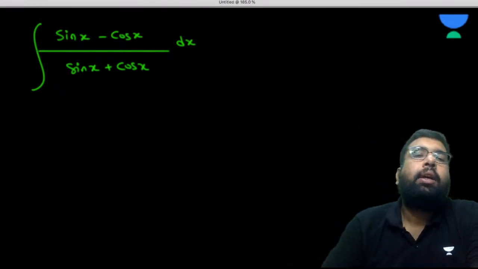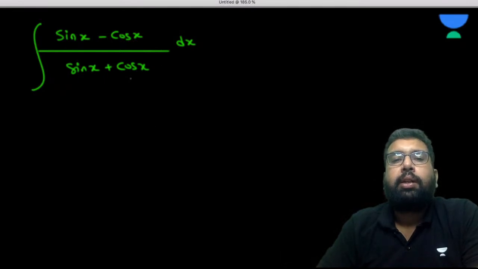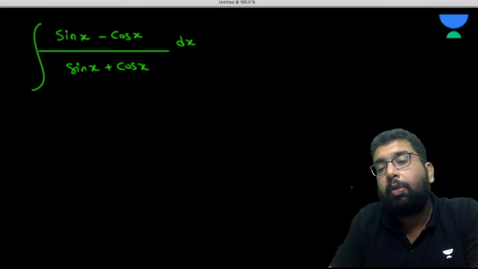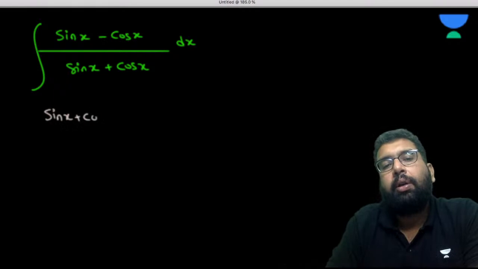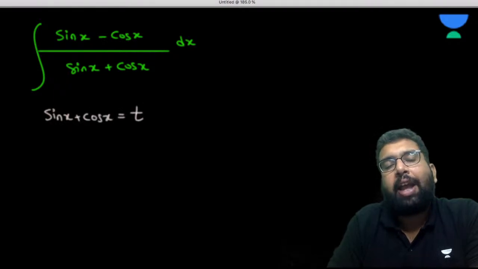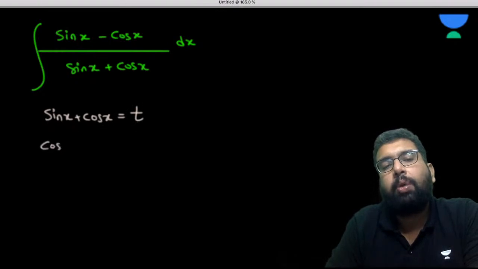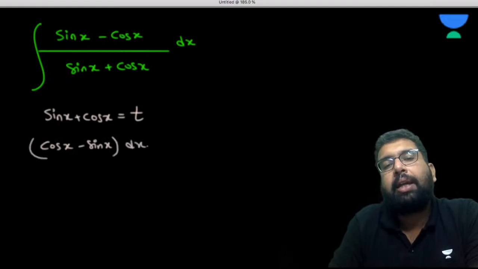Now please understand it. Integration of (sin x minus cos x) dx upon (sin x plus cos x). Those who are watching the recording, please attempt it on your own. Now see, I can substitute the denominator by some new variable, let's suppose that is t. If I differentiate this, this becomes cos x, this becomes minus sin x, and there will be a dx coming. When you differentiate, this is a function of x, so you get a dx here and a dt here.